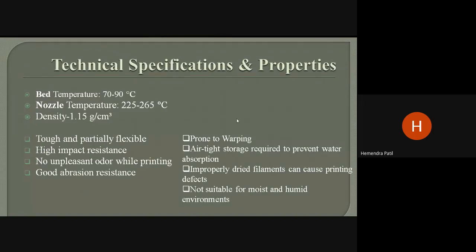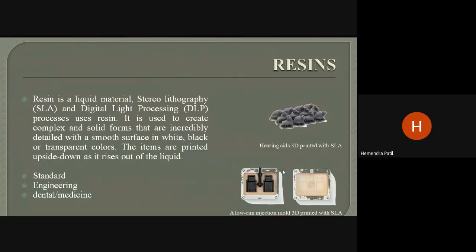Some disadvantages are that it is prone to warping, and airtight storage is required to prevent water absorption. Improperly dried filaments can cause printing defects, and it is not suitable for moist and humid environments. Those are all the plastic-based filaments I have shown.